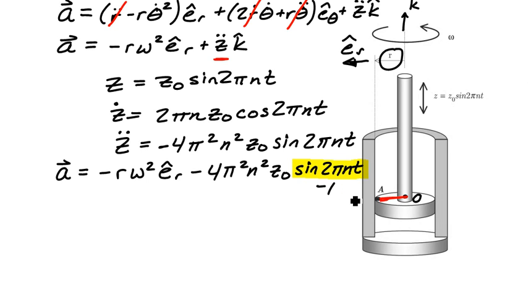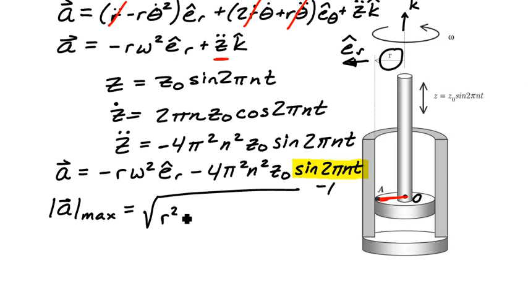then what you're going to have is that the A max, in particular, I want to find the maximum magnitude, is going to be, in this case, the square root of the maximum of the first component, which is going to be r squared omega to the fourth, and I'm going to add to that the square of the second component at its maximum, which would be, in this case, 4 pi squared n squared z naught all squared.